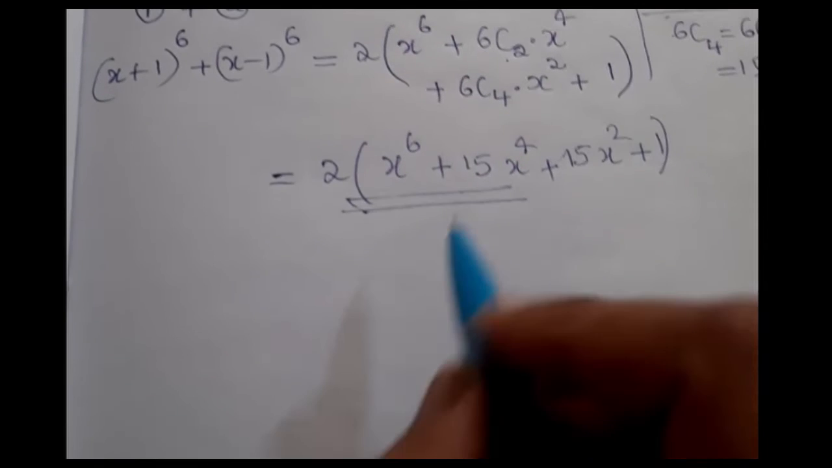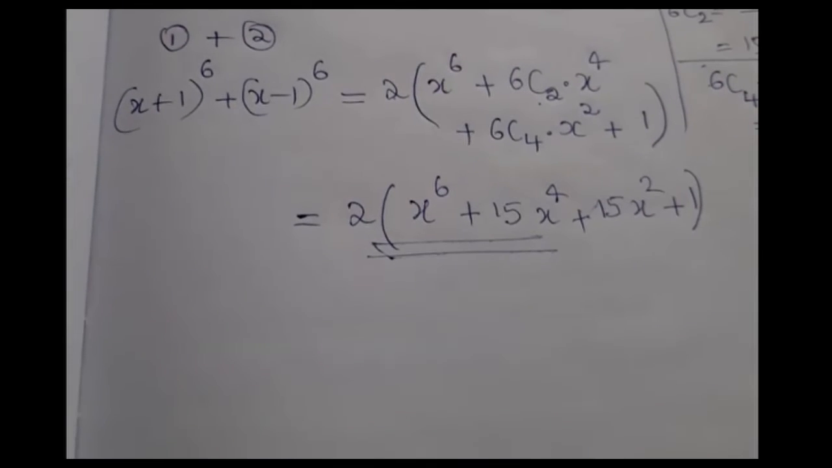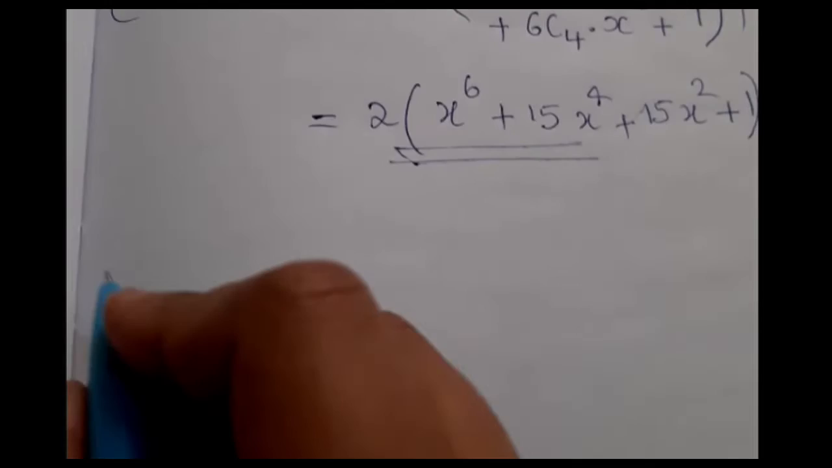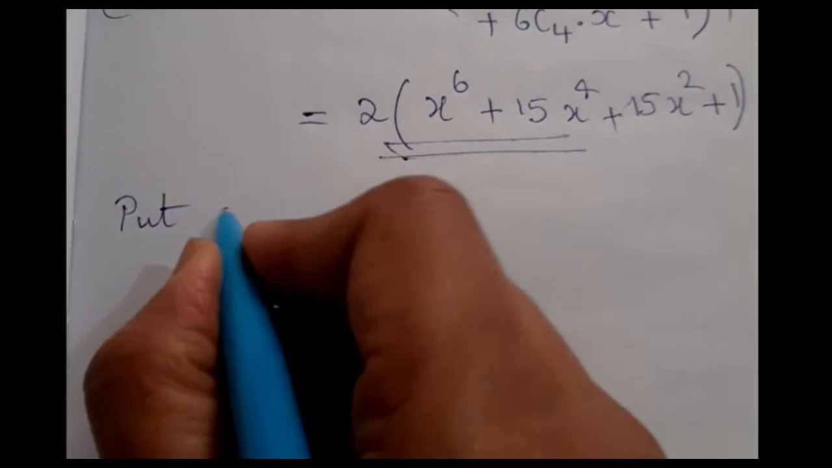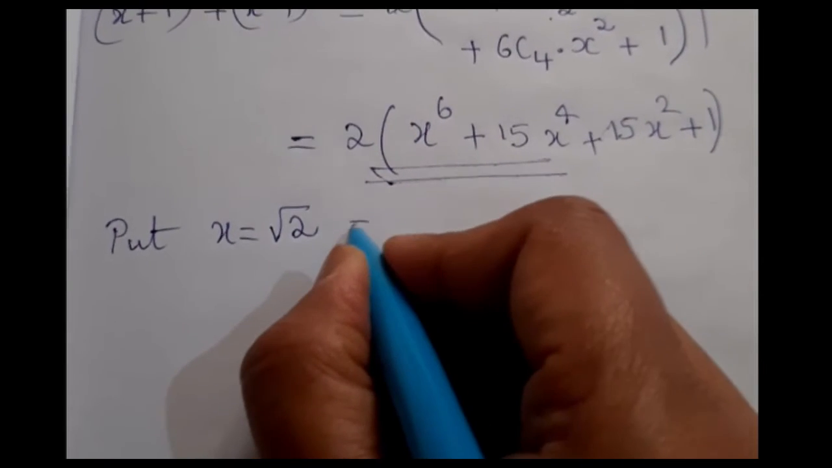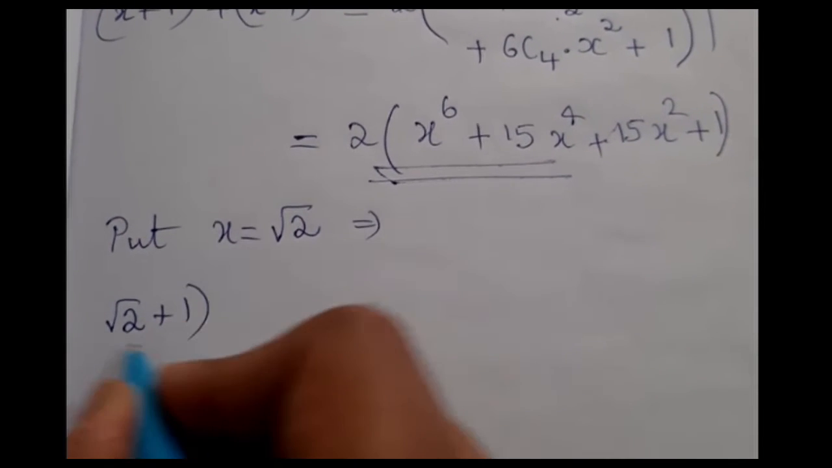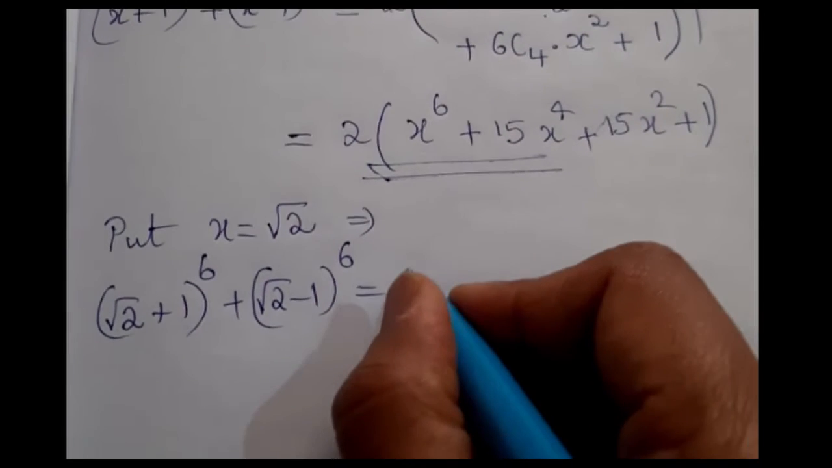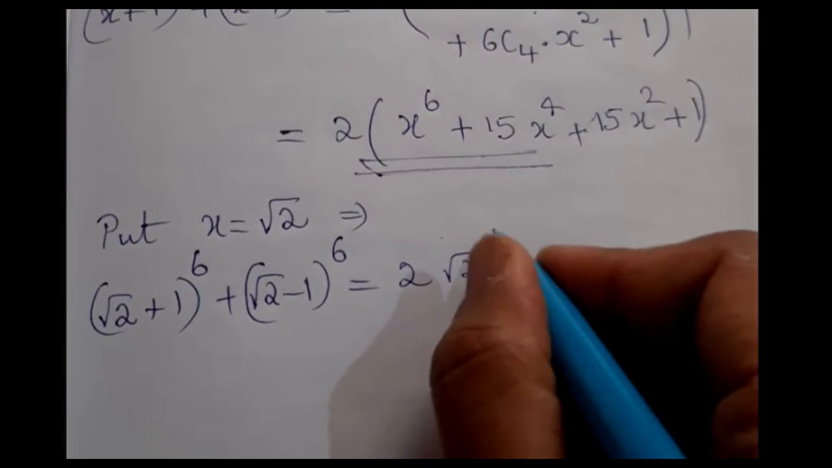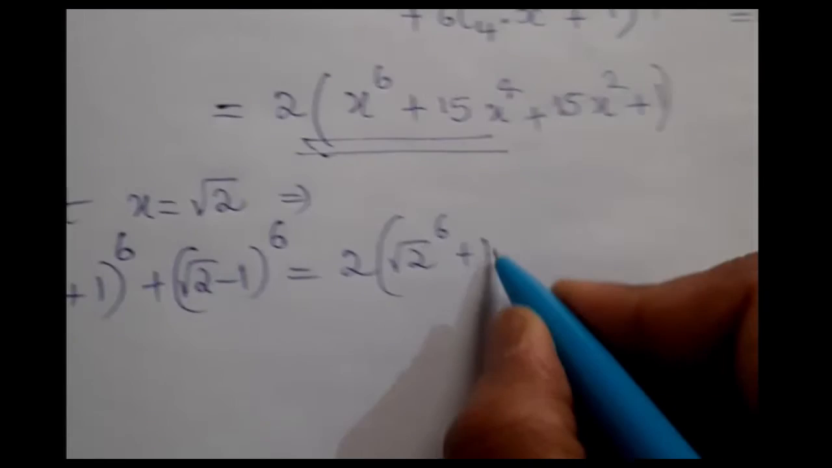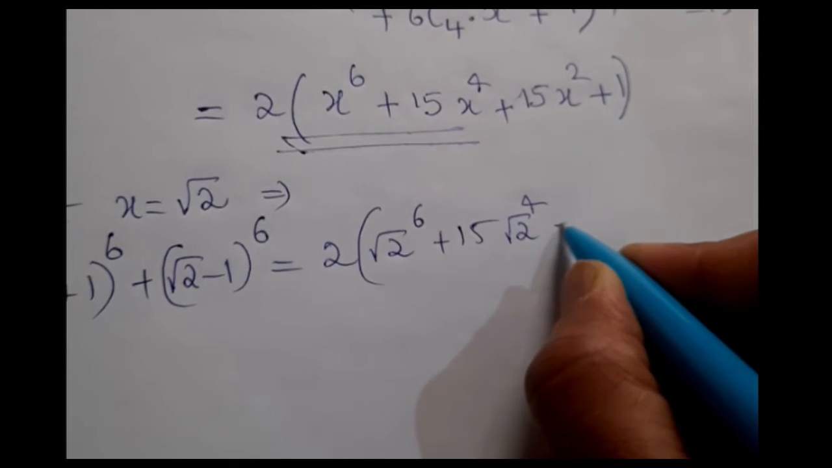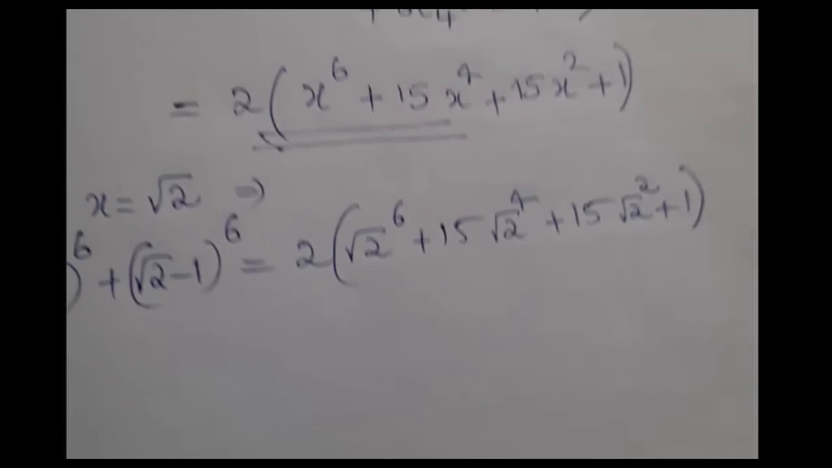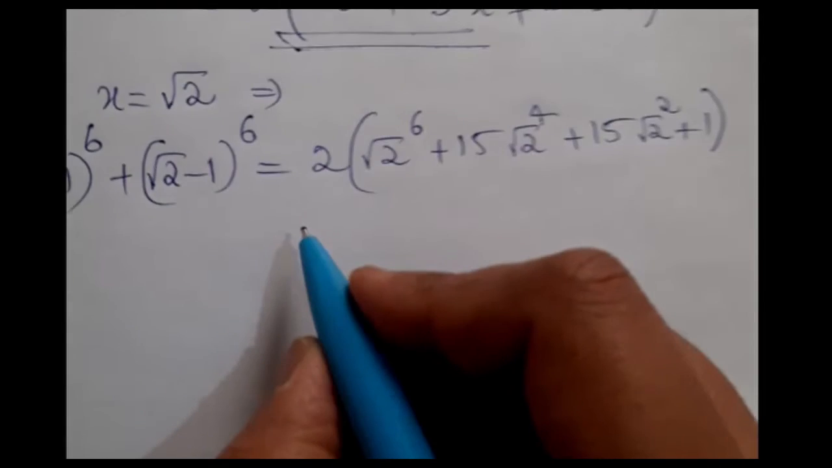That is one part. What is the continuation? They have asked us to evaluate root 2 plus 1 whole power 6 plus root 2 minus 1 whole power 6. So in the above expansion, I am going to substitute x equal to root 2. What do you get then? Root 2 plus 1 whole power 6 plus root 2 minus 1 whole power 6 in the LHS. RHS will give us 2 into root 2 whole power 6 plus 15 into root 2 power 4 plus 15 into root 2 squared plus 1. Remove x and insert root 2. Okay, no big deal in that.